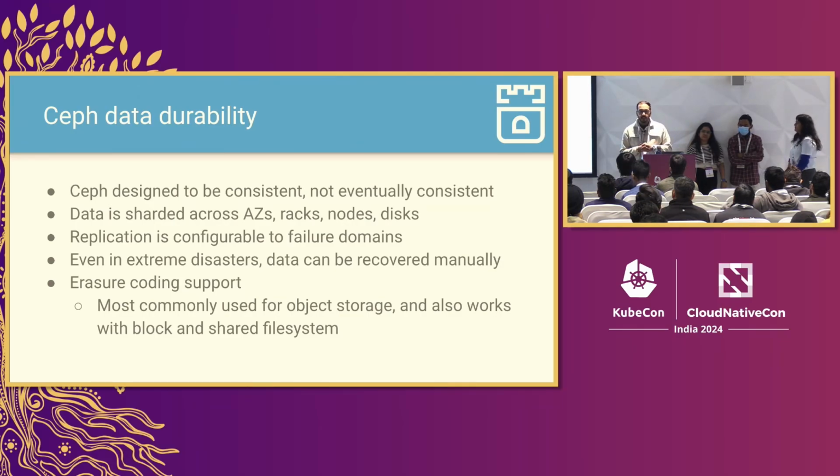And there is also a second replication method we can use, that is erasure coding, for example 2:1, mostly used with object storage.